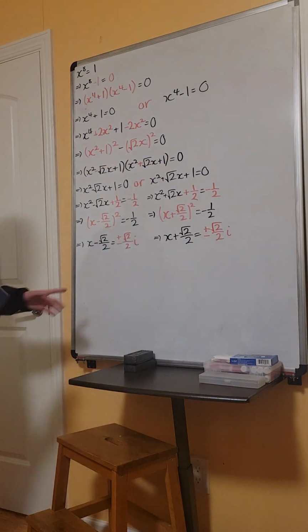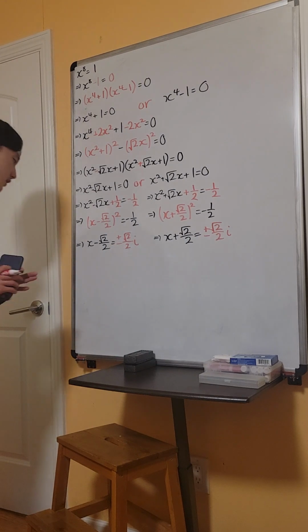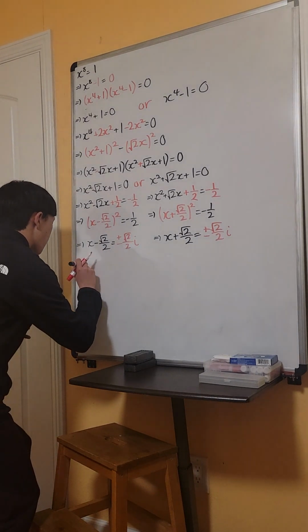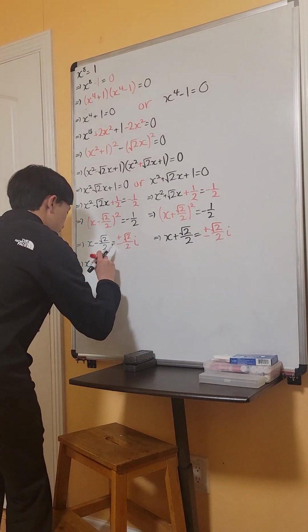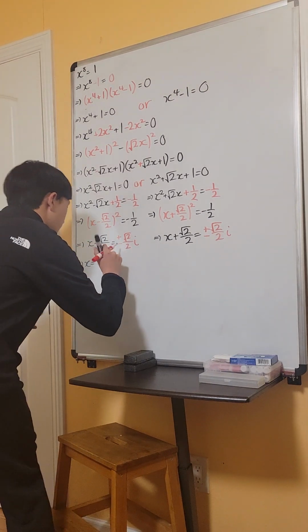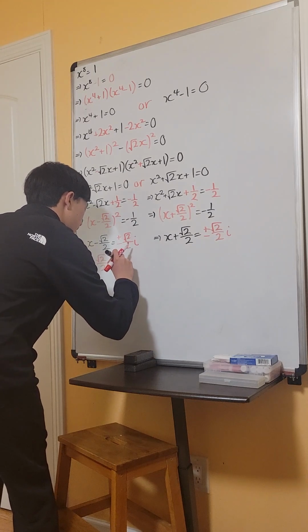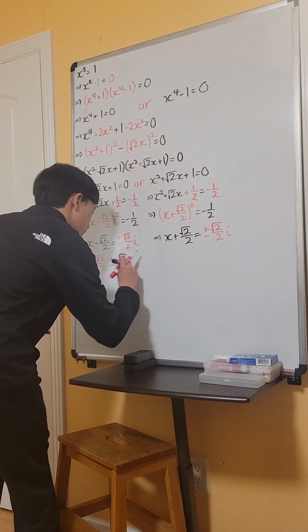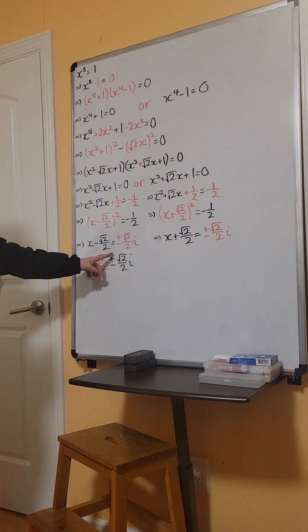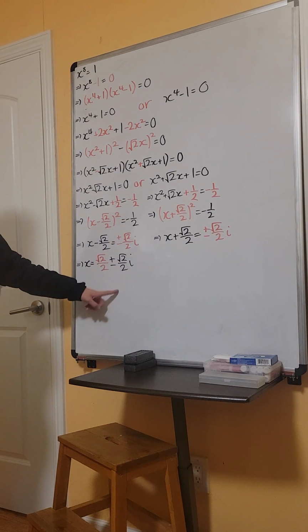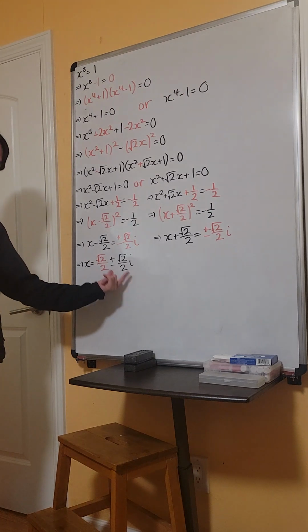Almost done. You just add root 2 over 2 on both sides now. And then that gives you your final answer of x is equal to root 2 over 2 plus or minus root 2 over 2i. And you can see why I wanted to rationalize the denominator from this step, right? Because you have a root 2 over 2 and a root 2 over 2 here.